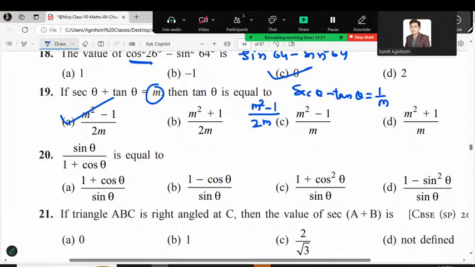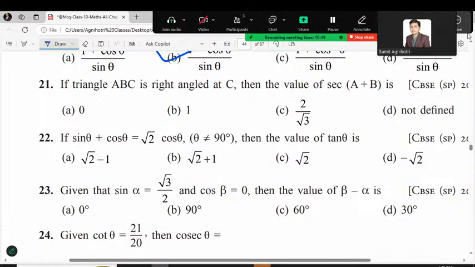Have you got 20 as well? It's easy. You can multiply 1 minus cos in numerator as well as denominator. That's why the below part is simply sine square theta. Sine got cancelled. 1 minus cos over sine. Option B.